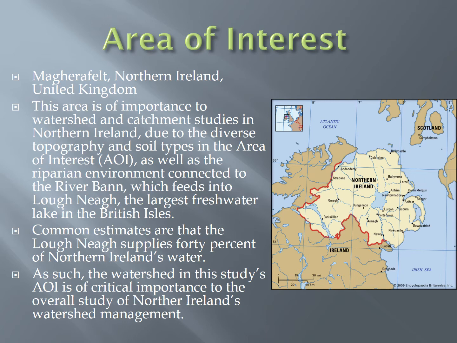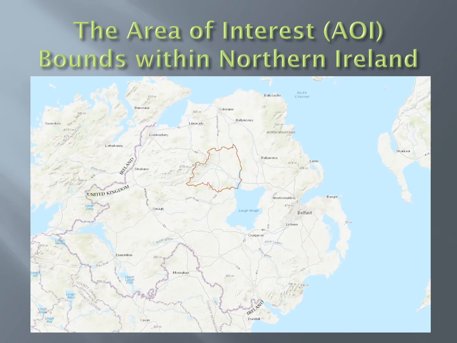So you can see that one is here, one of the largest inland lakes. And common estimates are that the Lough Neagh supplies 40% of Northern Ireland's water. So that is the reason the watershed that supplies water to Lough Neagh needs to be properly managed, and this study is the first step to help watershed managers manage it well. As such, the watershed in this study's AOI is of critical importance to the overall study of Northern Ireland's watershed management, because 40% of Northern Ireland's water comes from Lough Neagh. This picture shows the watershed that actually provides water to Lough Neagh, which is providing 40% of the water need for the entire Northern Ireland.